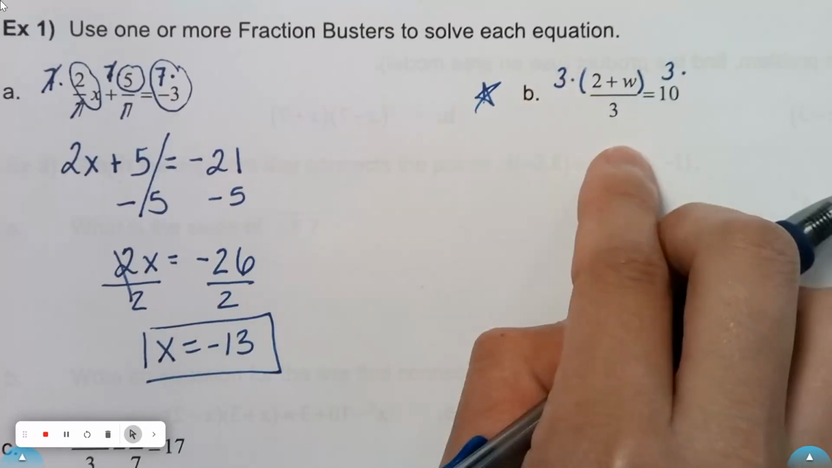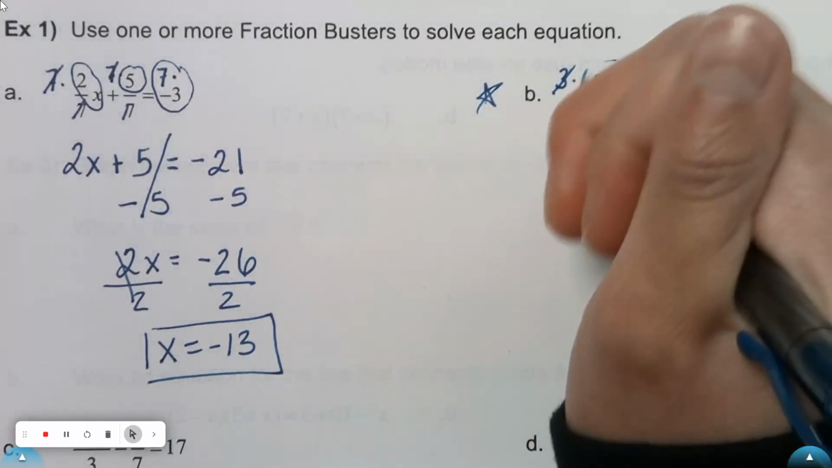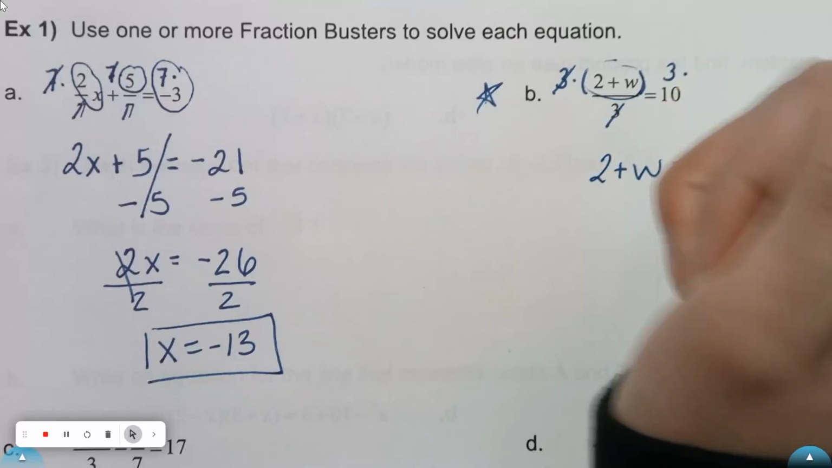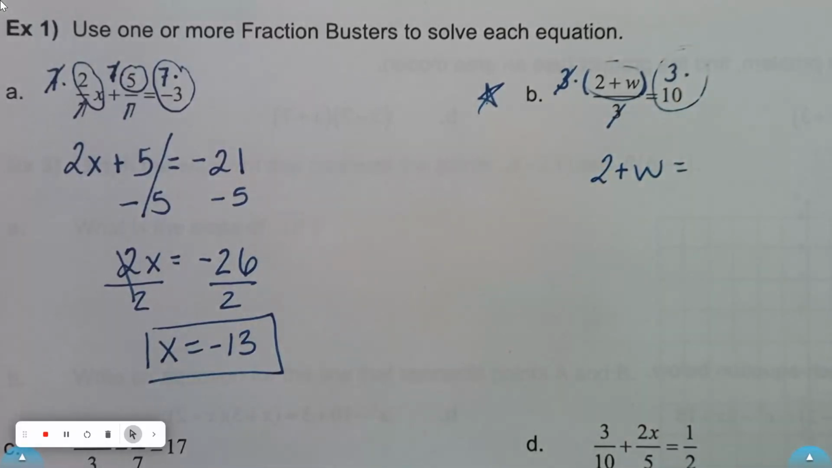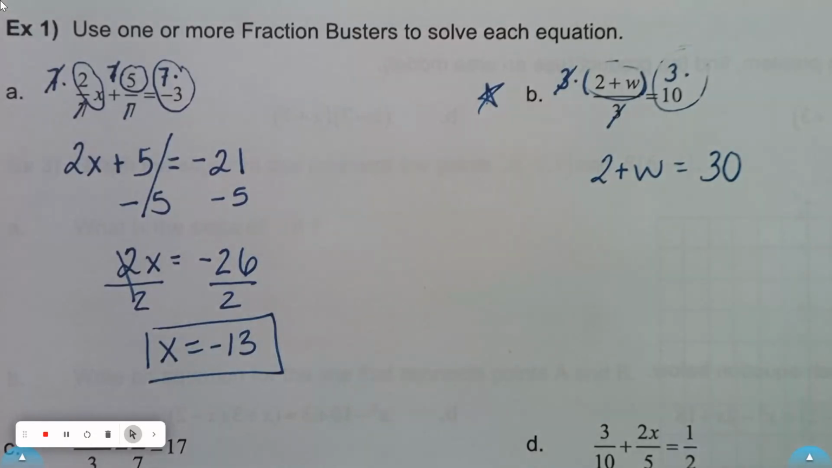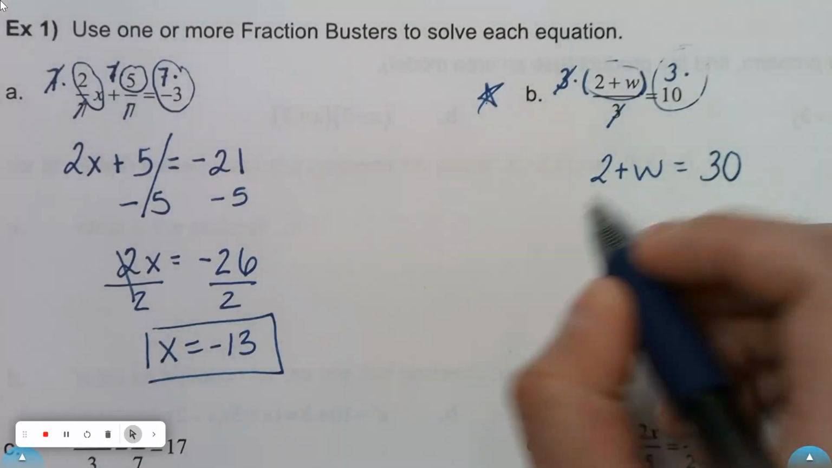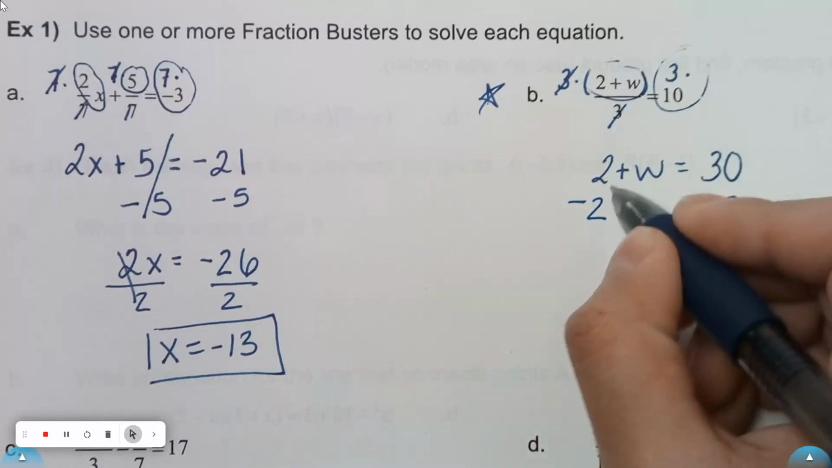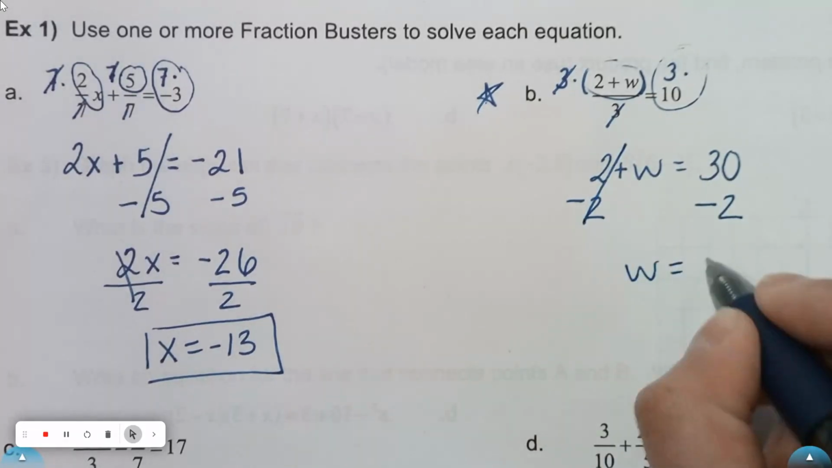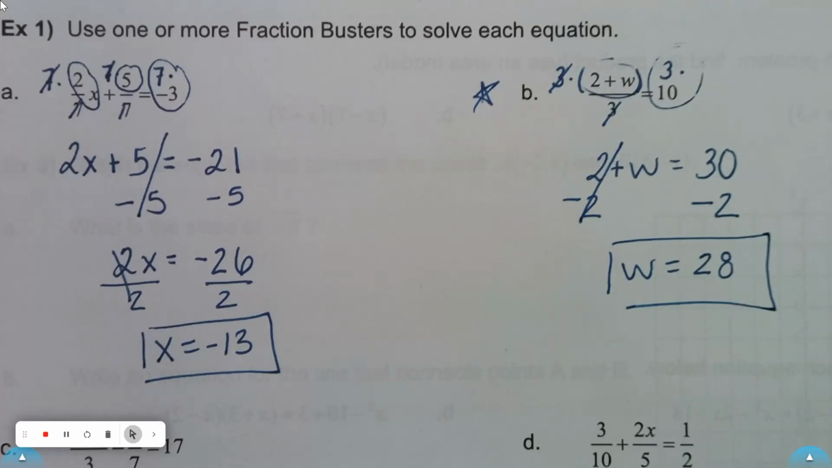If the number I'm multiplying by matches the denominator, they cancel each other out. So I'm left with this 2 plus w, and I multiply these straight up, so 3 times 10, which gives me 30. From here, then I just solve like normal. Since I want the w by itself, this 2 is a positive, the opposite of that is a negative. These cancel, so w equals 28. Okay, we'll try 2 more, and then I'll have you try some on the back by yourself.